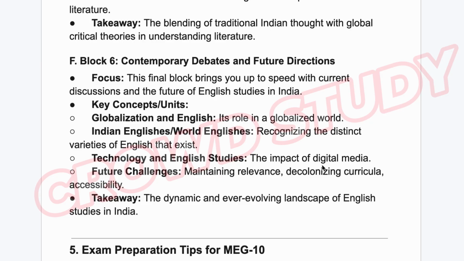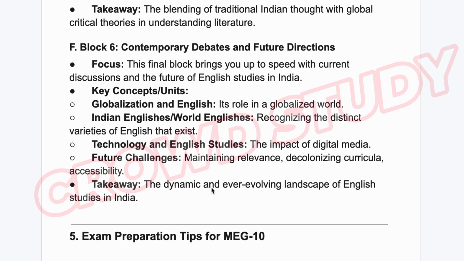The impact of digital media and technology on English studies. Contemporary debates and future directions. The future challenges of block number 6: maintaining relevance, reforming curricula, accessibility. The takeaway from block number 6: the dynamic and ever-evolving landscape of English studies in India.